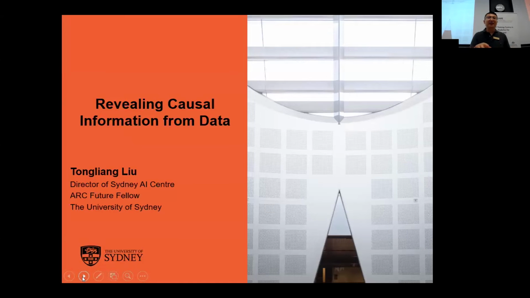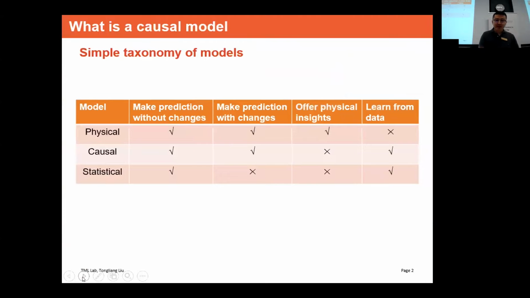So today my talk is also non-technical. I just want to introduce something interesting: how to discover causal information from purely observed data. First of all, I'd like to introduce three different models: the physical model, the causal model, and the statistical model.